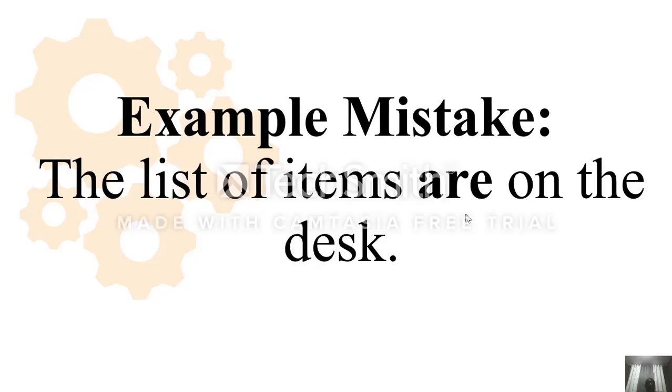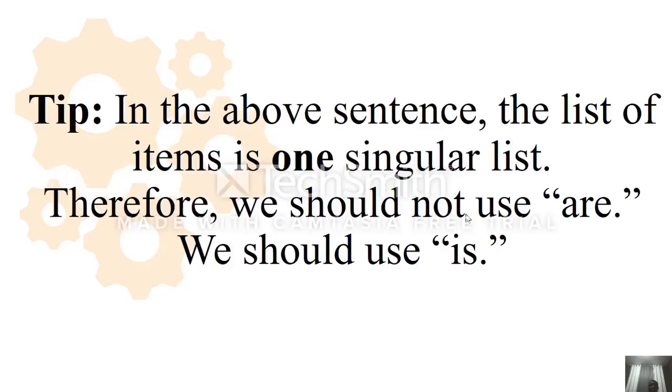Now, the list of items are on the table, or the desk, or on the chair, in the car. So now it doesn't matter. This sentence sounds so beautifully spoken, but it's not correct. A lot of people make that mistake, and a lot of people write this mistake. So let's see why it is not correct.